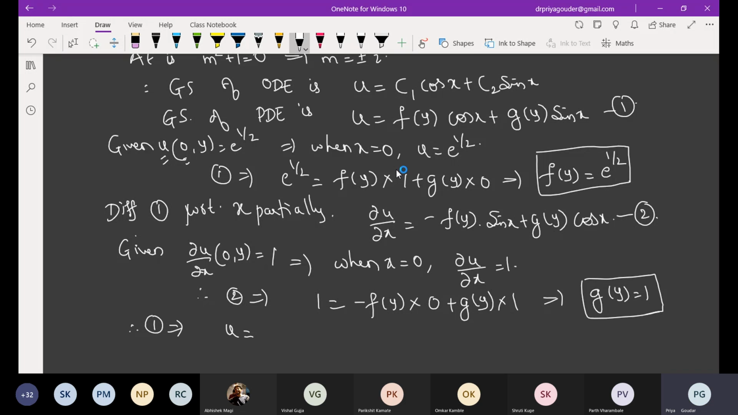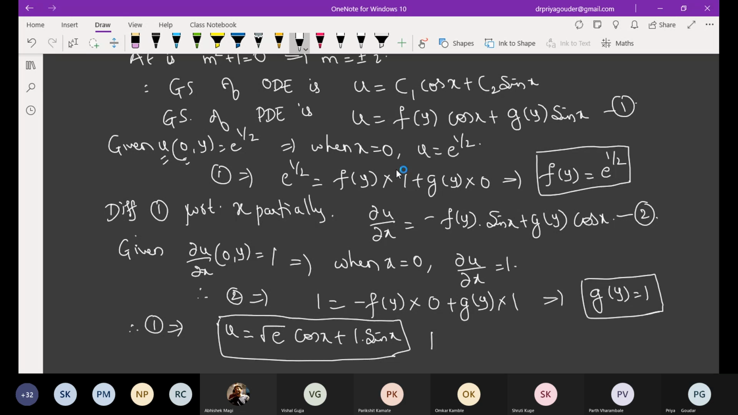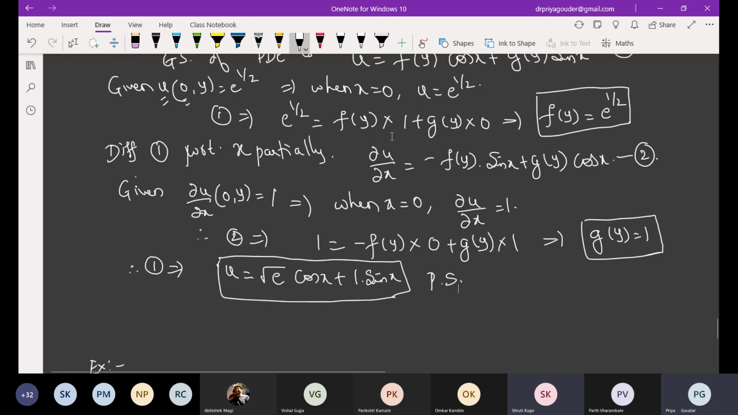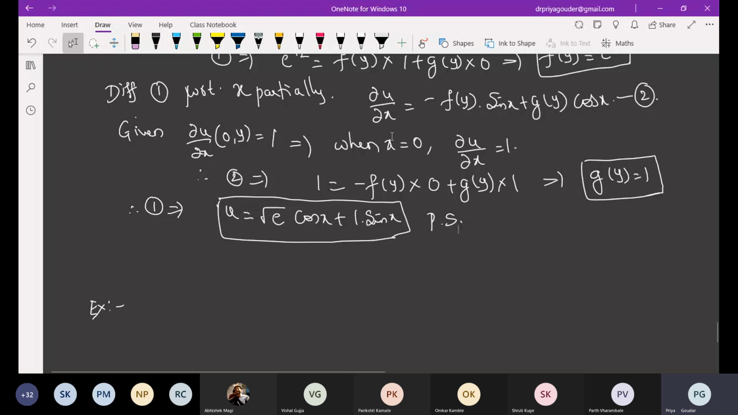So u equals f of y, you can write e raised to half or root e, both are one and the same, into cos x as it is, plus g of y, which is 1, into sin x. What is this called? Particular solution. So this is how it has to be solved. Hope you are following the method.